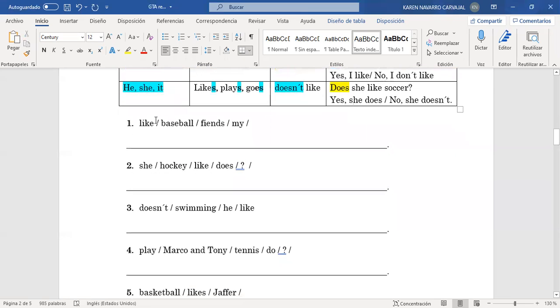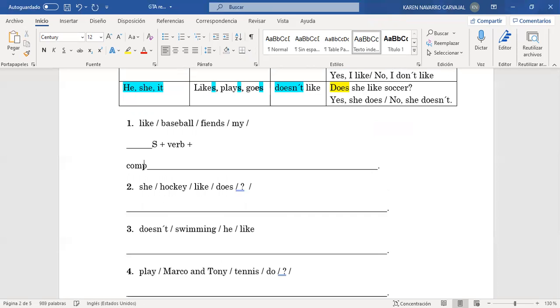So as you can see here, we have some practice. We have number 1, 2, 3, and 4. What you would do is to use these elements. We have like, we have baseball, friends, and my. So you're going to fix the order. What's the first element? The subject, right? In a sentence, we need a subject plus a verb plus the complement. Remember? We saw this in classes.